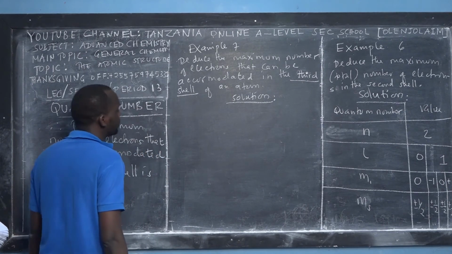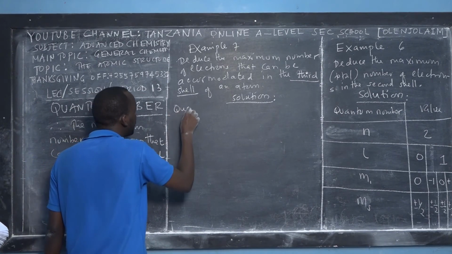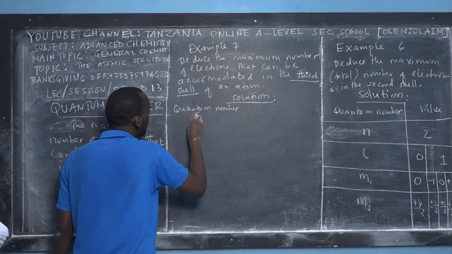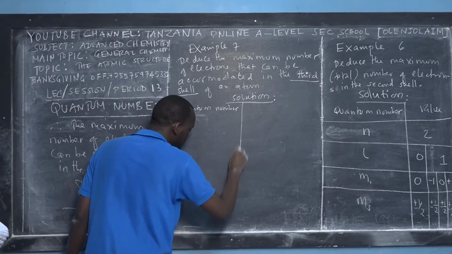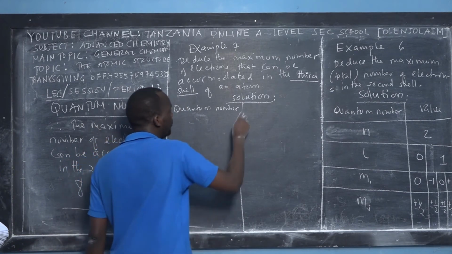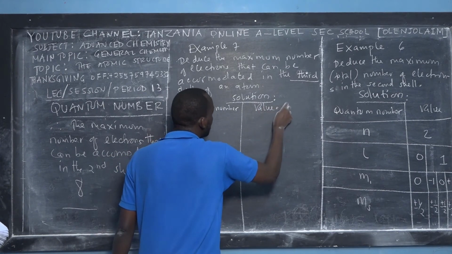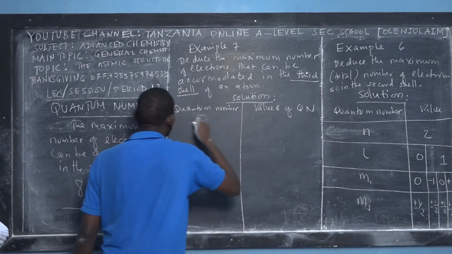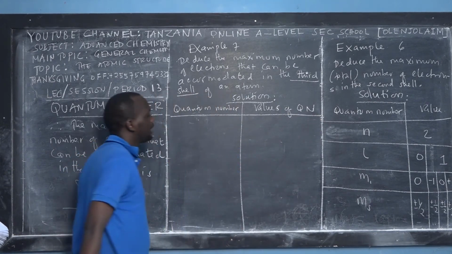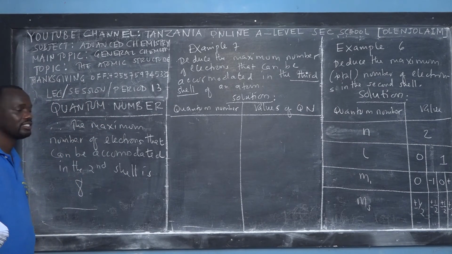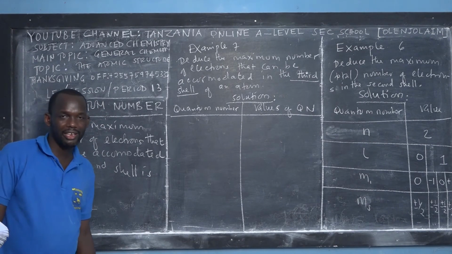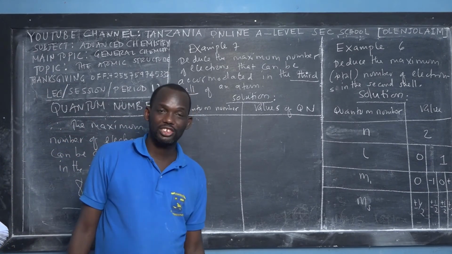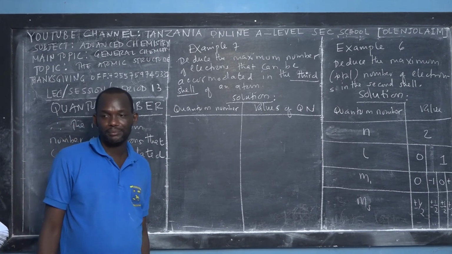So we'll be using a table. We have a column of quantum number, and you have to be careful in this case. Then we have another column for values of the quantum number. So listen carefully, because this is the last example for this application. Next I will give you the homework, and it will be a very interesting homework because it will test whether you have understood what I've been teaching or you are preparing yourself to cram.